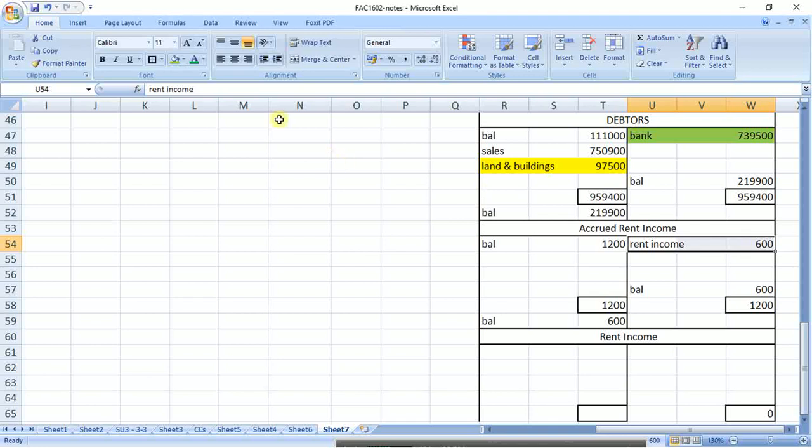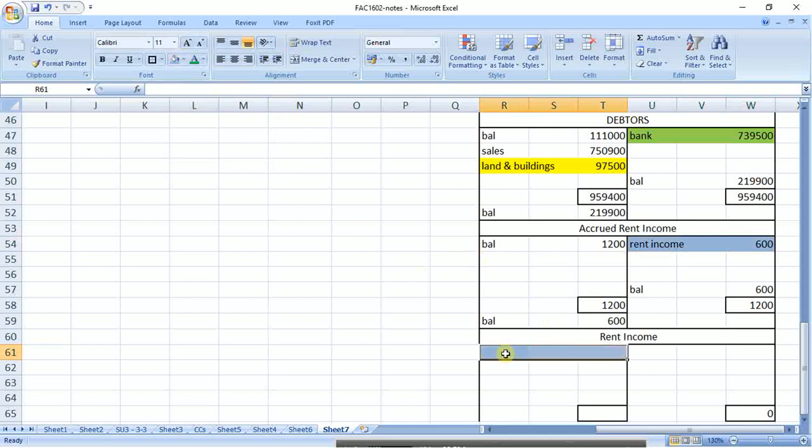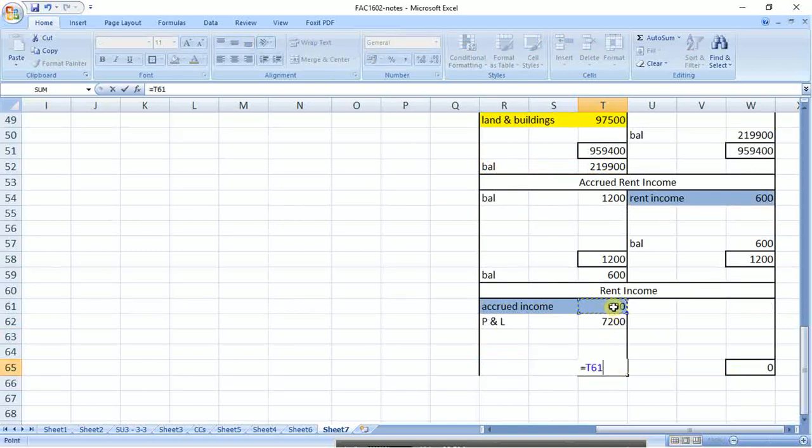Okay, so this amount that I have there from my accrual gets taken through to my rent income, and the accrued income figure was 600. What was my P&L, profit and loss figure for rent income? It's there. Which side? No, other side. Let's read the line. 7,200 goes there. Which side's bigger? The left. This side is obviously bigger. So 7,800 is the missing bank figure.